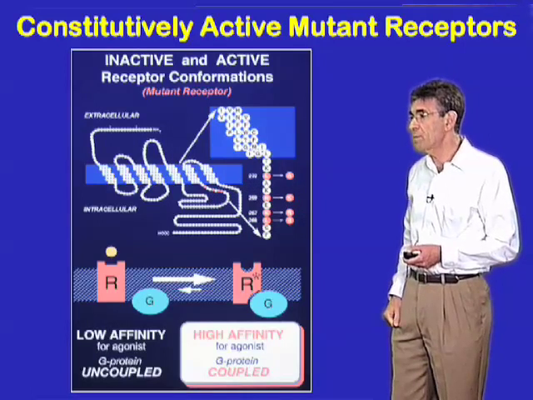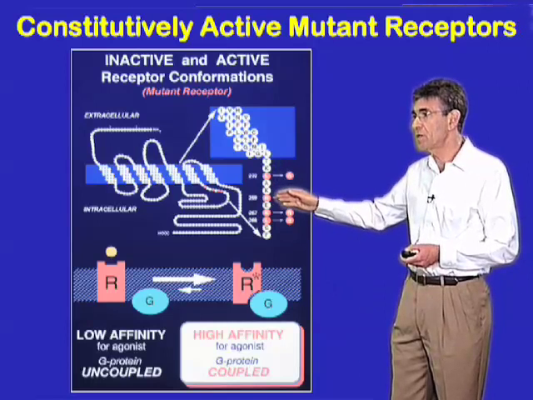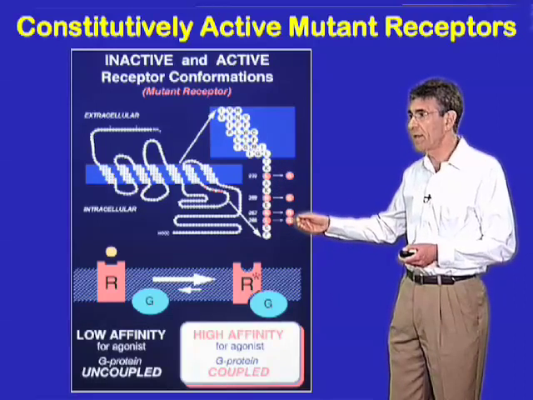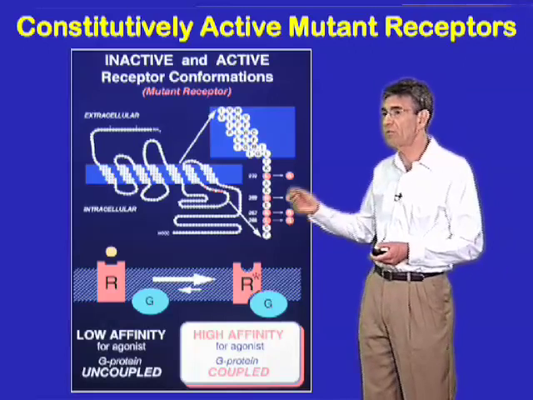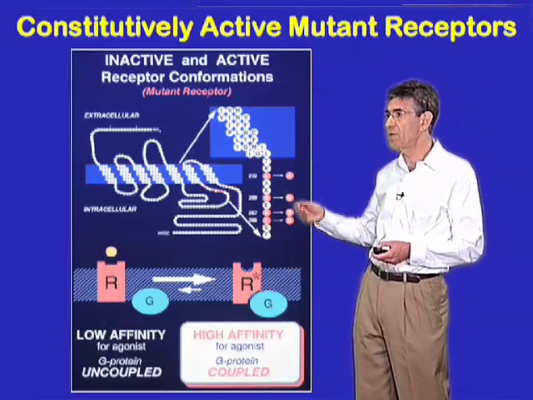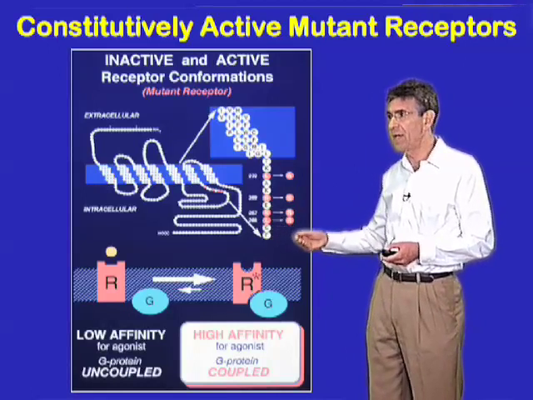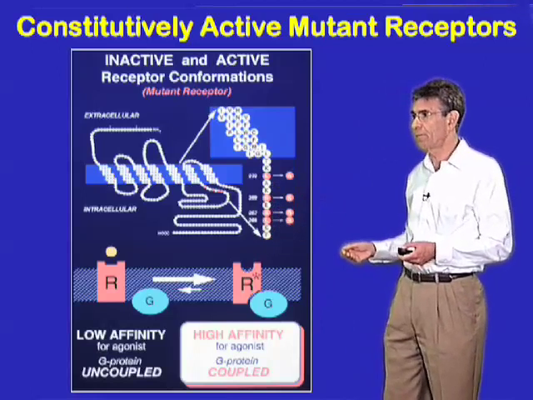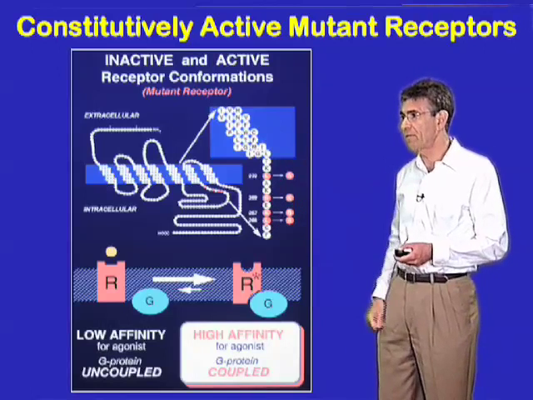But to our amazement, several of the mutations seemed to lead to a very different result. That is, a result in which the receptor itself was active in leading to generation of second messengers, even in the absence of a ligand. And we call that constitutively active mutant receptor.